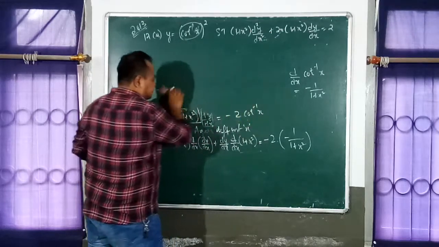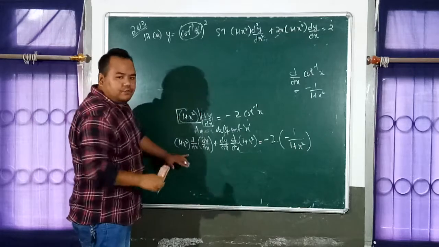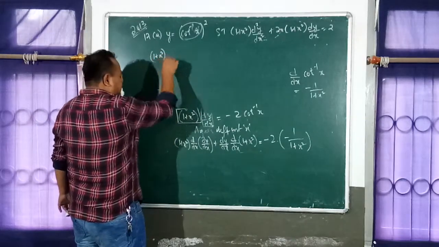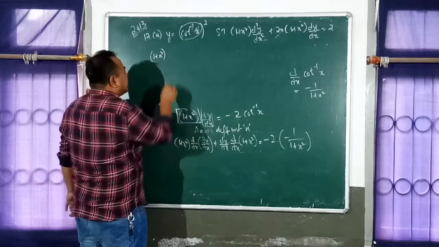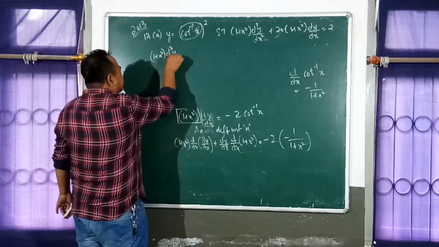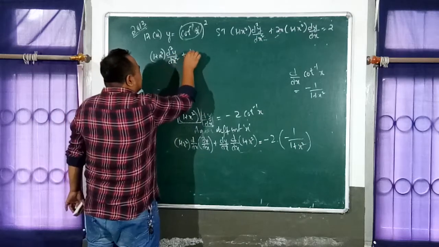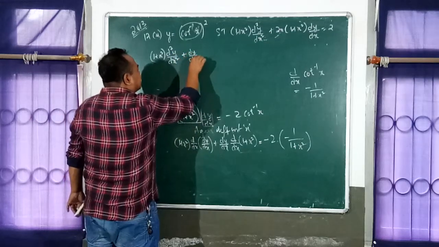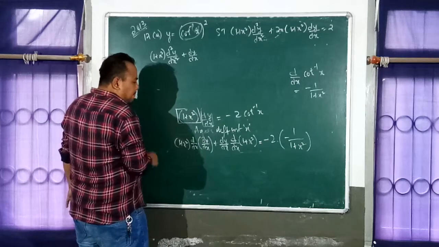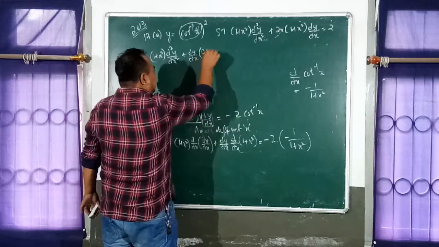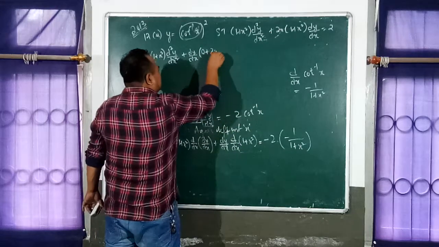Next, now we just continue from this step. 1 plus x squared as it is. What's the differentiation of dy by dx? It is d2y by dx2, second order derivative, plus dy by dx as it is. Differentiation of 1 is 0. Differentiation of x square is 2x.